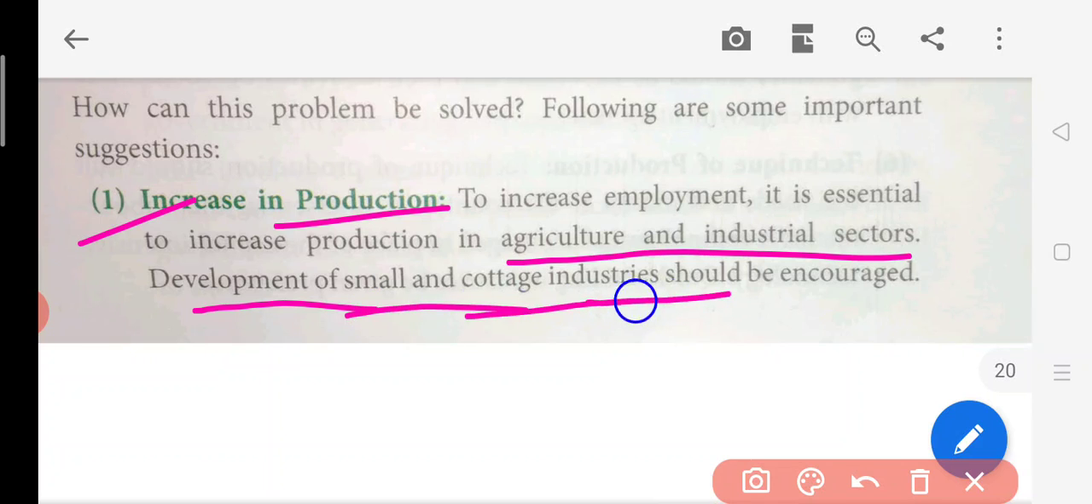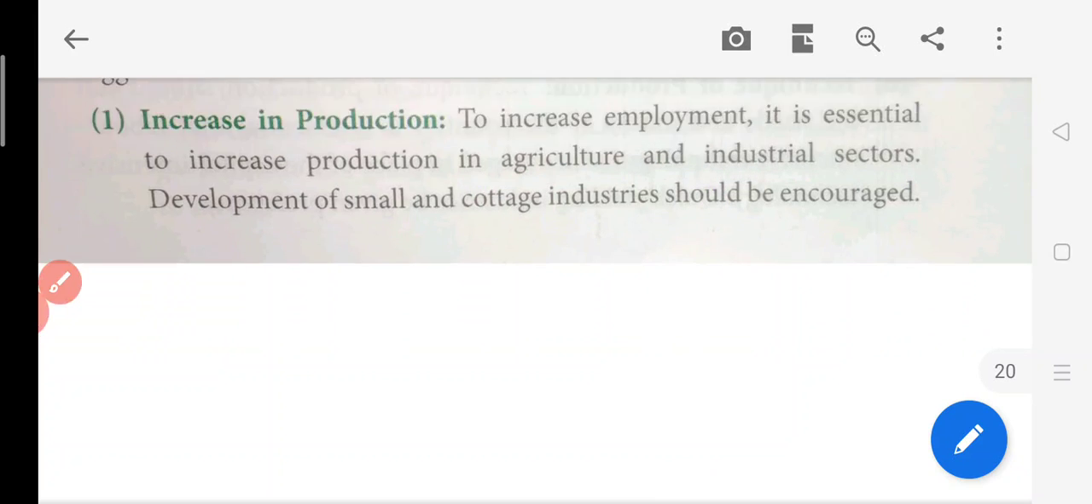Because cottage industry uses labor-intensive methods, it means here we are going to appoint the labor who will be working in the company. So by establishing cottage industry, we can attract and employ more people towards work, and we can give more employment to the people.